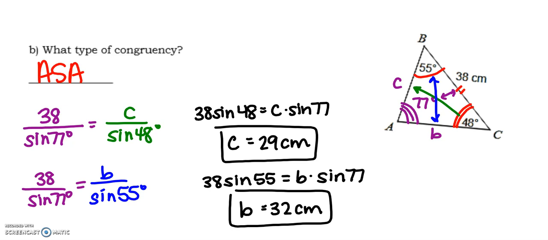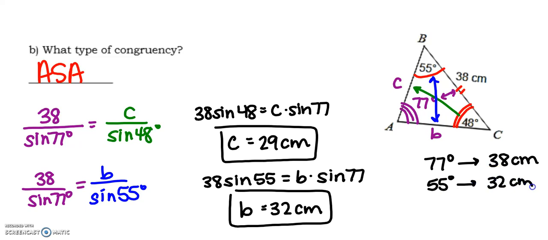Okay, so for this one, we should have gotten that C is 29 centimeters and B is 32 centimeters. A good way you can check the reasonableness of your answer is that within a triangle, the bigger side should be opposite of the bigger angle. So we had an angle of 77 degrees, and that had a side opposite that was equal to 38 centimeters. We had an angle of 55 degrees, and that had a side opposite that was 32 centimeters. And then we had an angle that was 48 degrees, so the smallest angle, it should make sense that our side C was our smallest side.